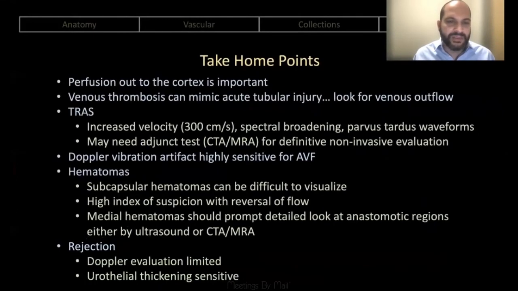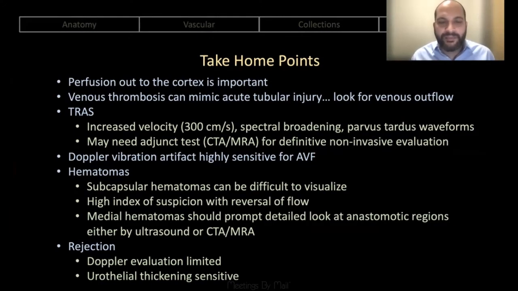So, take-home points. Perfusion out to the cortex, looking at that is important. Venous thrombosis can mimic acute tubular injury, so look for the venous outflow. When looking at transplanted renal artery stenosis, the three major criteria that are important are velocity greater than 300 centimeters per second, spectral broadening, and parvus-tardus waveforms. Think about transplant renal artery stenosis on ultrasound as not being binary, where it's either there or it's not there. There's a large percentage of patients that may be in that indeterminate region, and considering a CTA or MRA may be useful. Doppler vibration artifact is highly sensitive for arteriovenous fistulas.